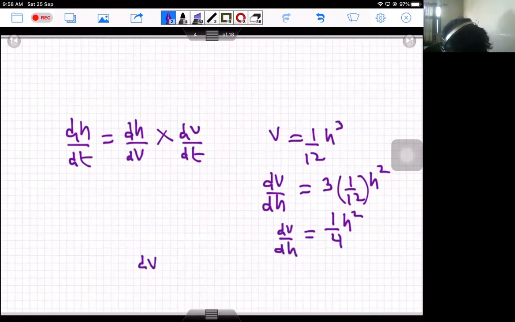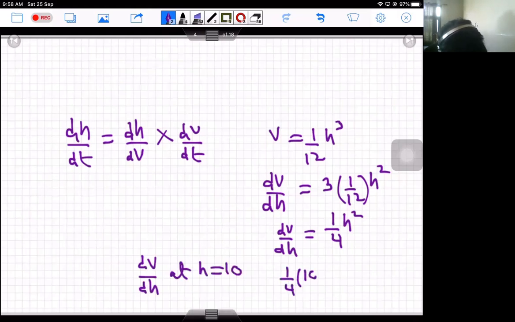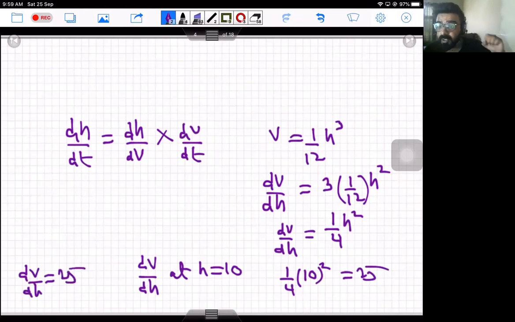So basically dV over dh at h equals 10 is 1 over 4 times 10 square. 10 square is 100, and 100 divided by 4 is 25. This is the value of dV over dh. dV over dh is equal to 25. But what we want according to the chain rule is dh over dV, so you will just reverse the fraction. So dh over dV is 1 over 25, multiplied by dV over dt.